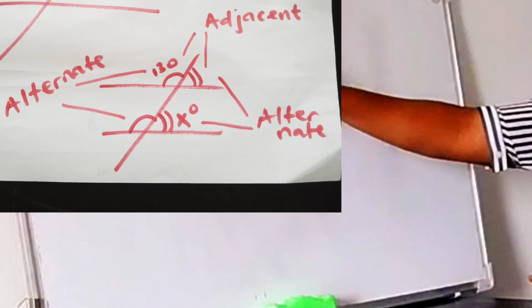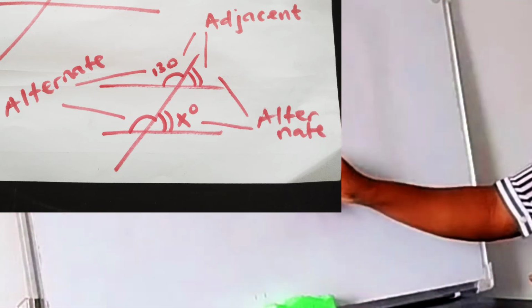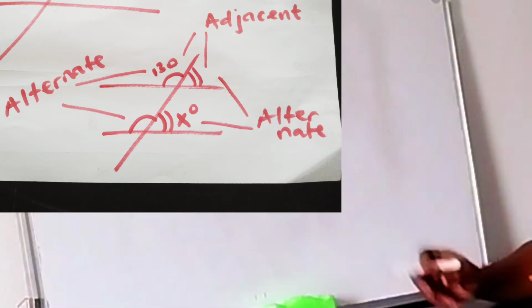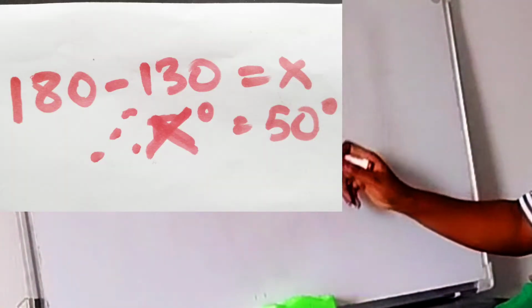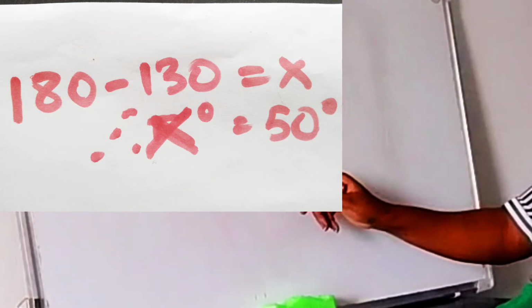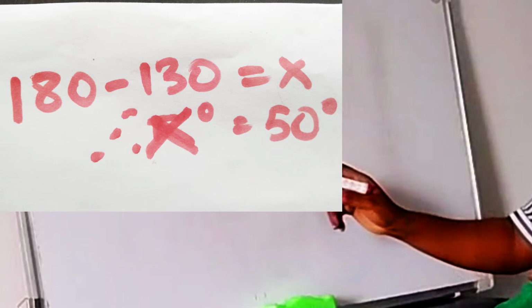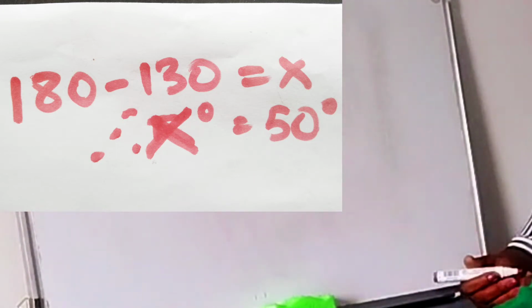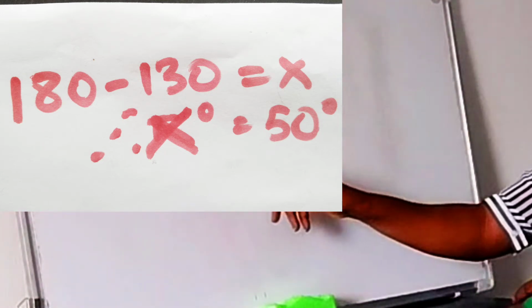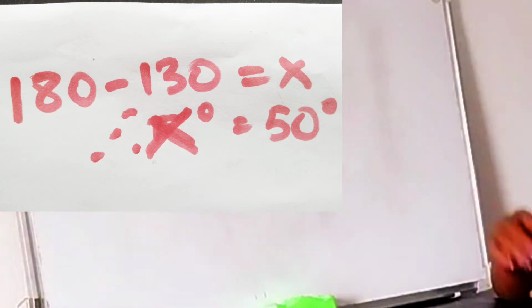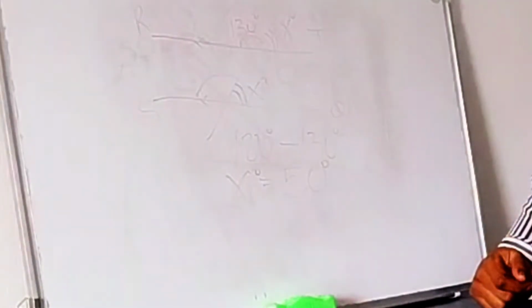So we know that the angle of a straight line is what? 180 degrees, right? Therefore, if you subtract this angle, we will get x, right? So 180 minus 130 degrees will give us what? 50 degrees. Good. Therefore, x degrees is 50 degrees. Clap for yourself. So what's the option? Is it in the option? Yes. Good.